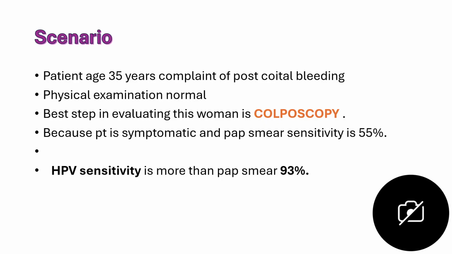So let's discuss one of the scenarios: the patient's age is 35 years and she's complaining of postcoital bleeding. Physical examination is normal. What is the best step in evaluating this woman? That is colposcopy, because the patient is symptomatic and pap smear sensitivity is only 55%. And HPV sensitivity is more than the pap smear, that is 93%.